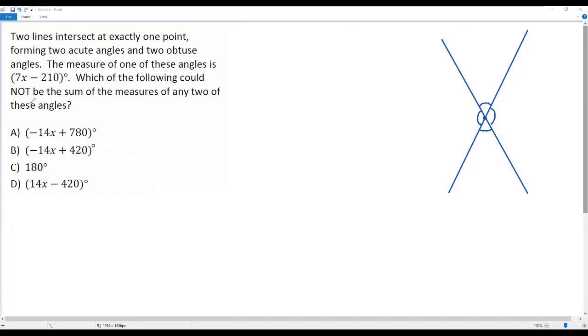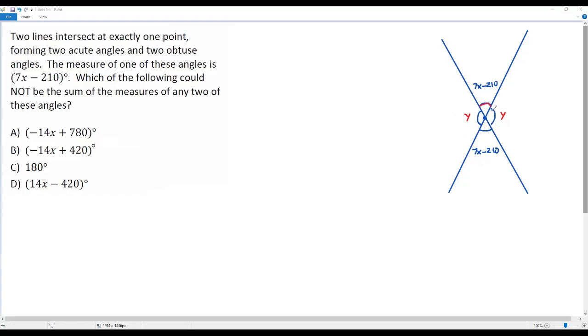Okay, now let me consider the given angle measure. So this is a measure of one of the four angles. Let me consider this is a measure of one of the acute angles. Then we can write 7x - 210 over here. And for this one also we'll have the same measure, that is 7x - 210. And let me assume y as the measure of one of the obtuse angles. Then the measure of this obtuse angle is also y because the vertical angles are equal to each other.